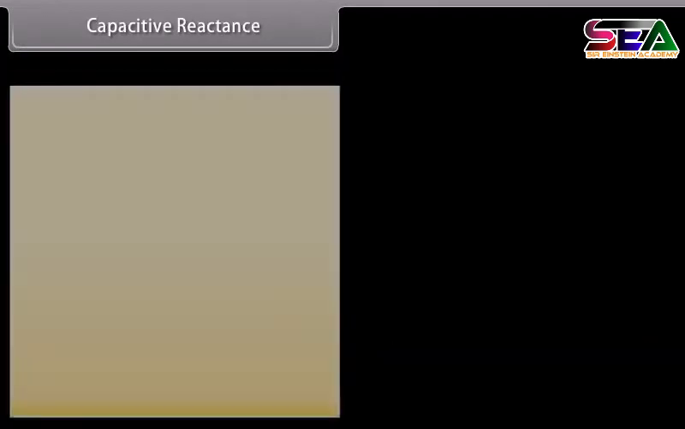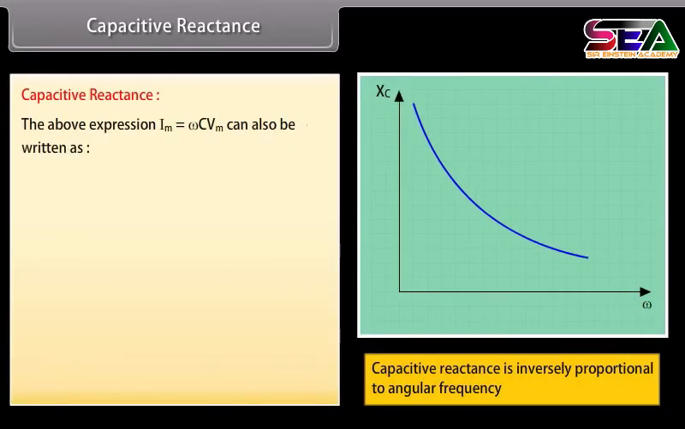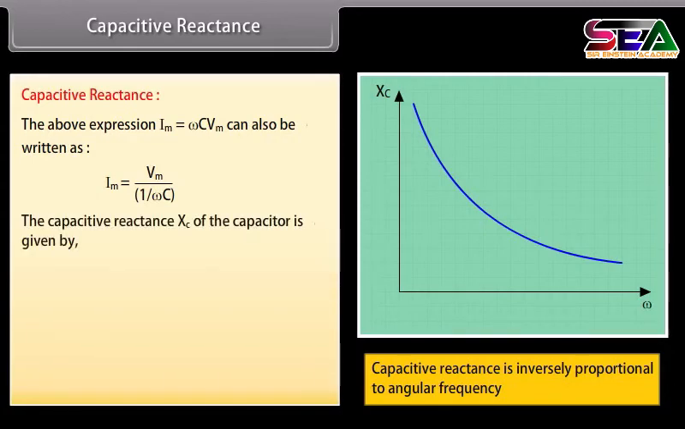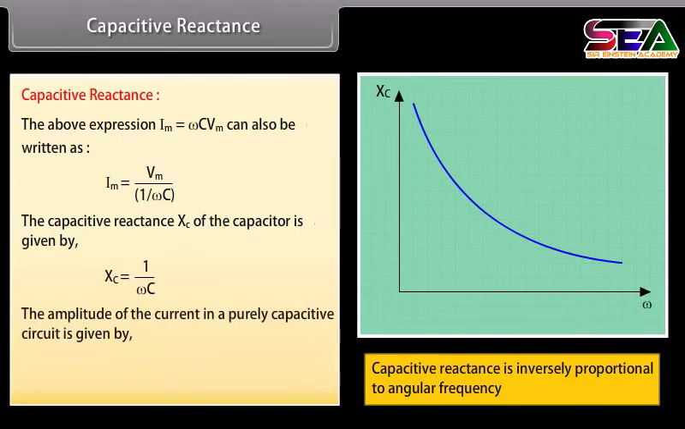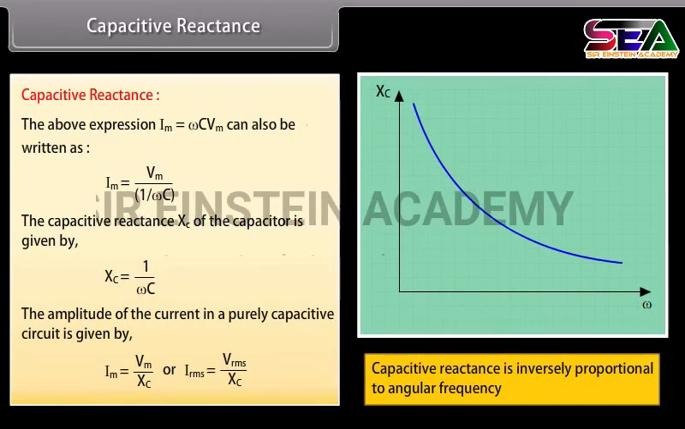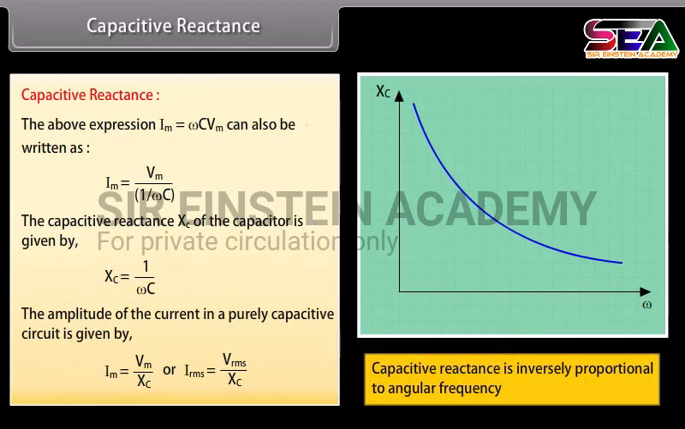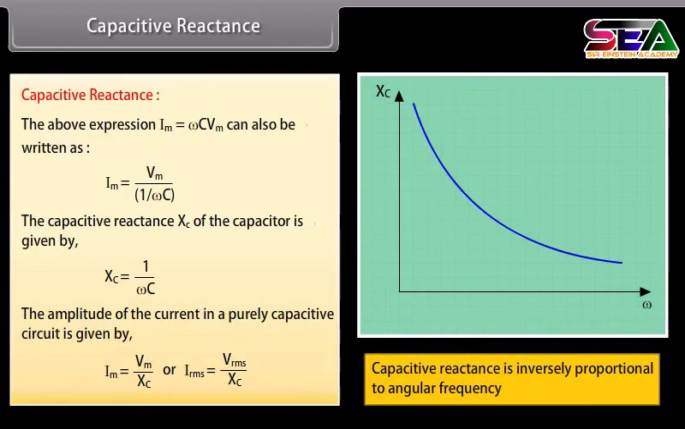Capacitive reactance. The above expression Im is equal to omega C Vm can also be written as Im is equal to Vm divided by 1 upon omega C. The capacitive reactance Xc of the capacitor is given by 1 upon omega C. The amplitude of the current in a purely capacitive circuit is given by Im is equal to Vm upon Xc, or Irms is equal to Vrms upon Xc.